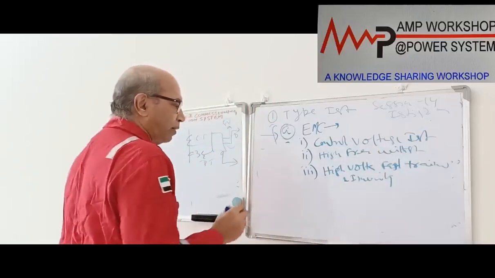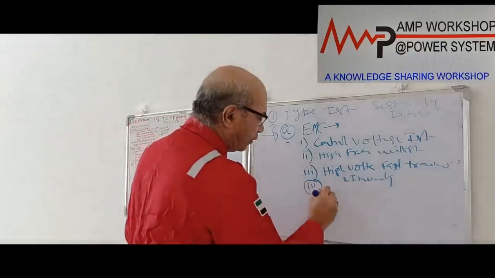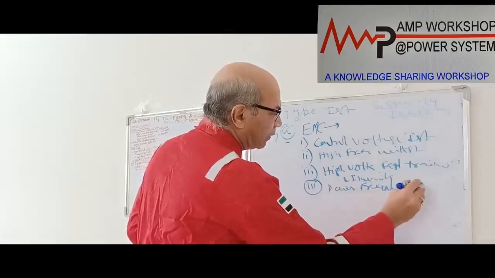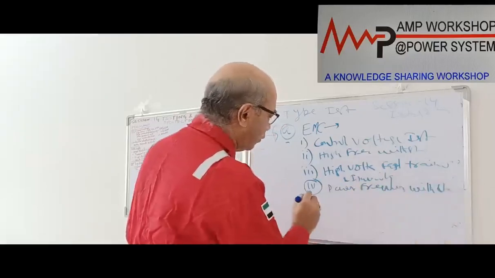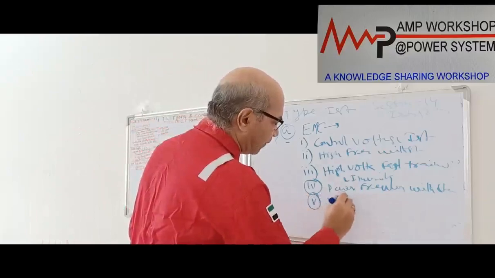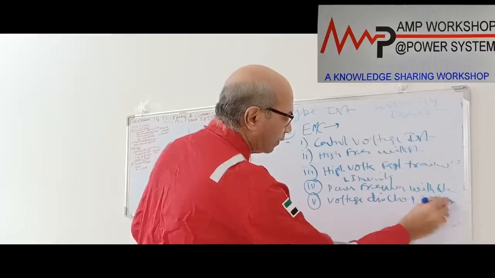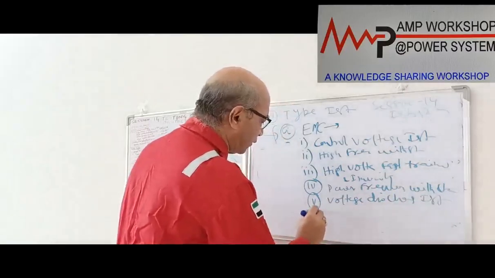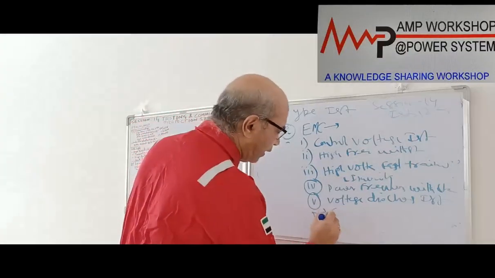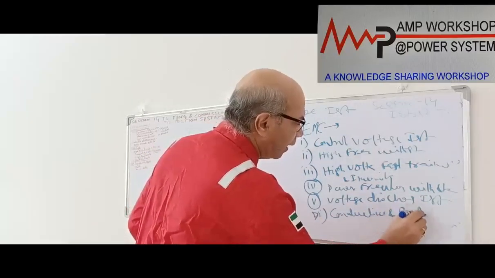This is the third test we carry out. After that, we carry out the power frequency withstand test. After that, we carry out the voltage discharge test. After voltage discharge test number 6, we carried out another test, that is the conductive and radiative emissions test.